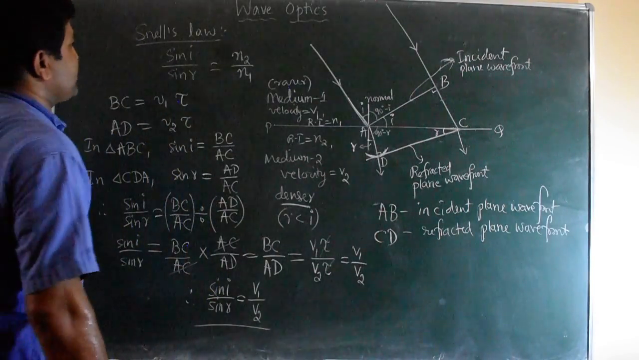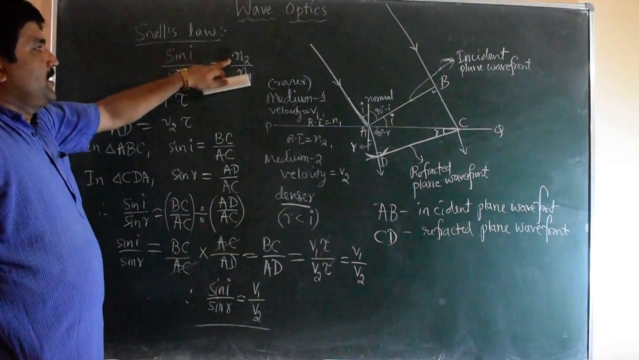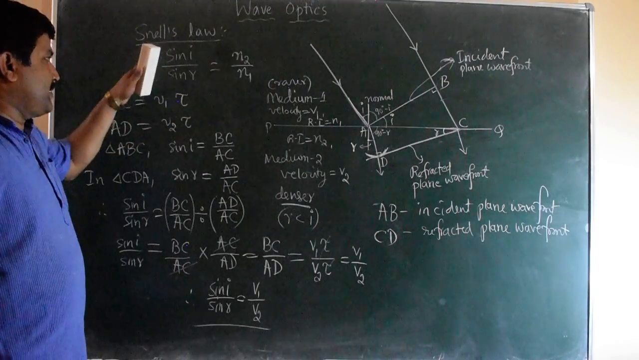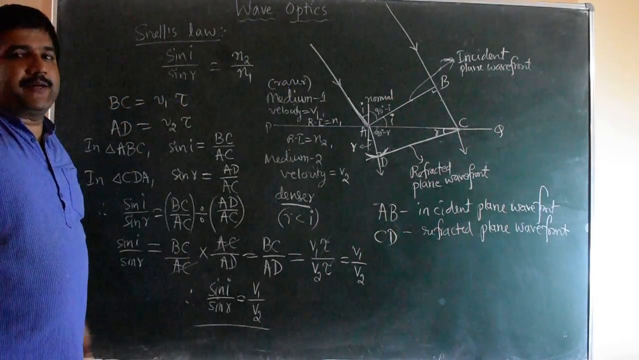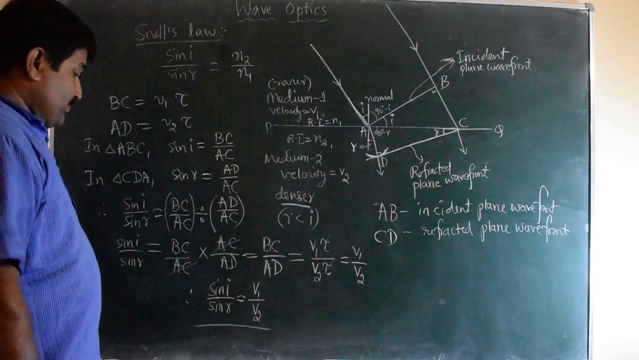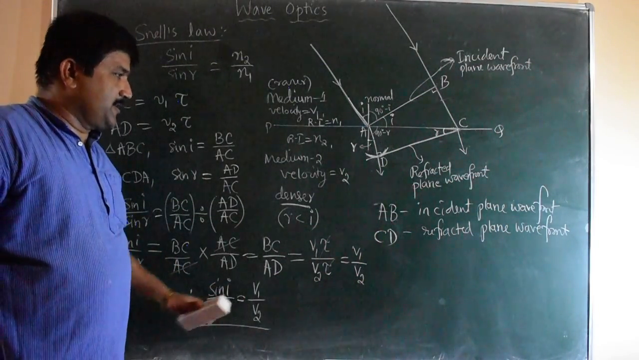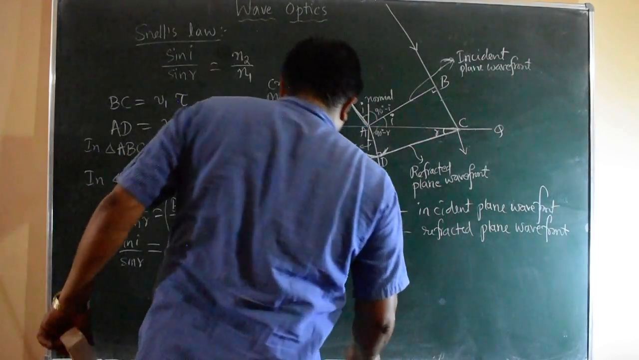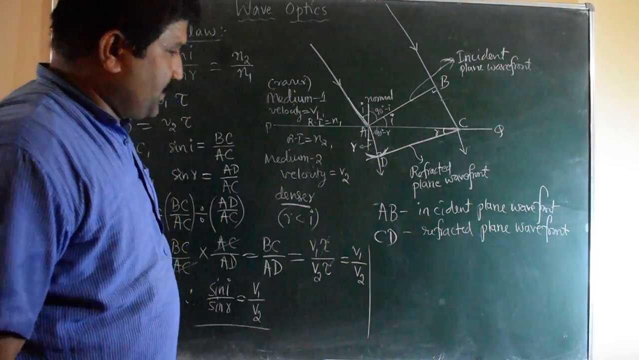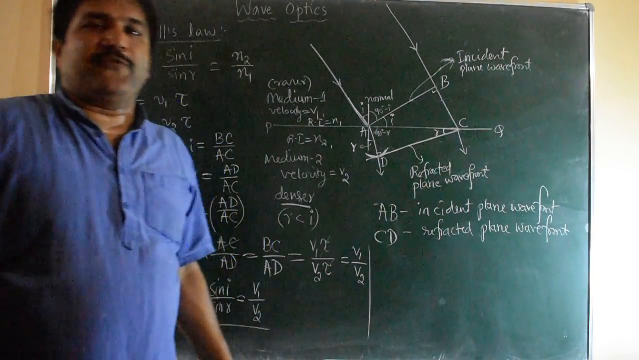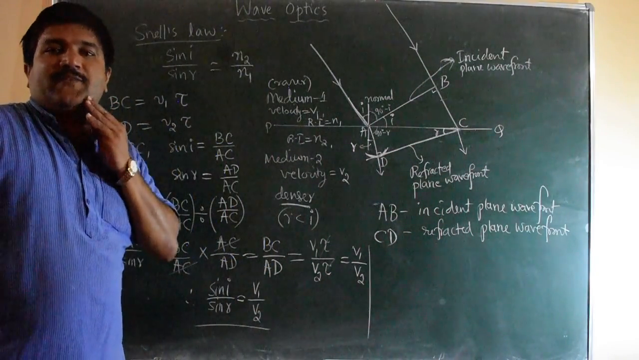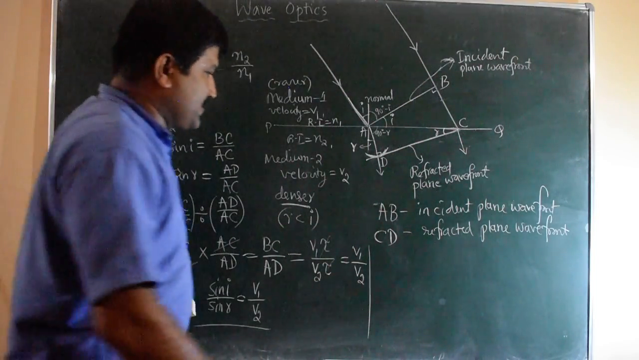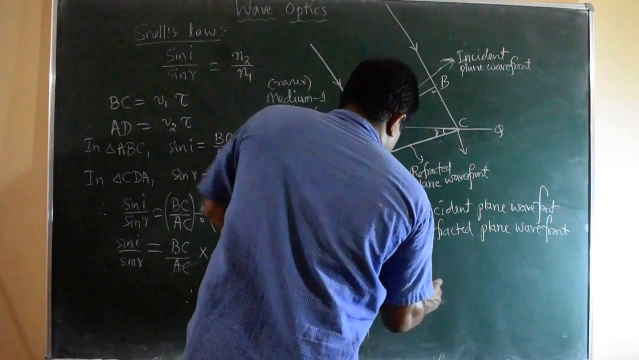Okay. Now we have not reached the last step. Here we see N2 by N1. We have to express this sin I by sin R ratio in terms of refractive indices, but I have achieved it only up to velocity. In the previous classes, in ray optics, you have studied the relation between refractive index and speed of light in a medium. So refractive index is defined as, I write here, refractive index N1.